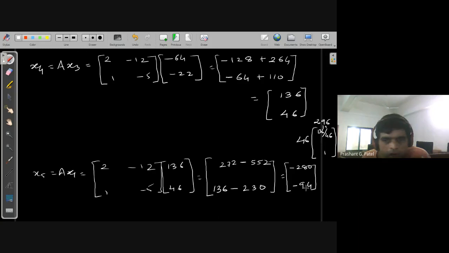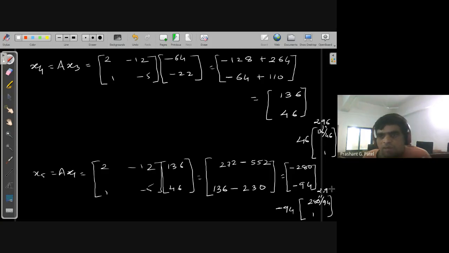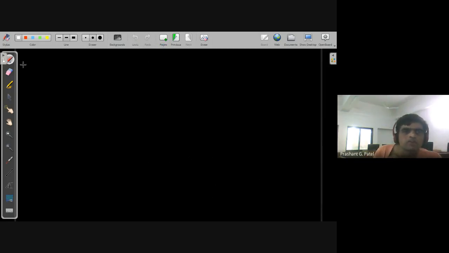So if you take out this 94 as common, then this will give me 280 upon 94, and 1. So 280 upon 94 is 2.978. Since 78 is there, it is 2.98. We can approximate to 2 decimal places, so we'll have 2.98.